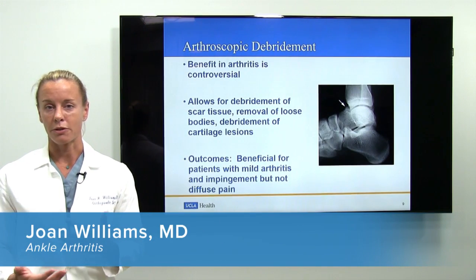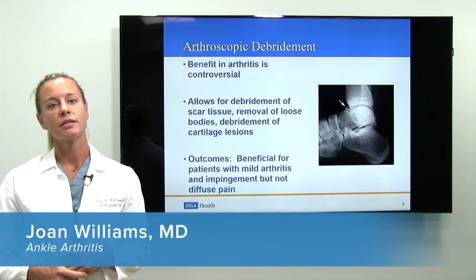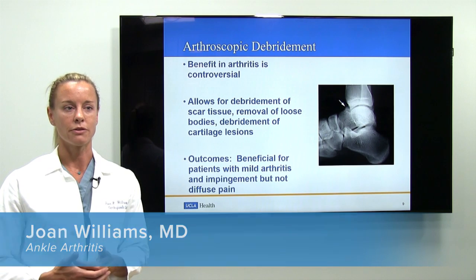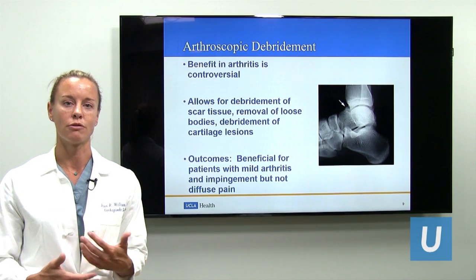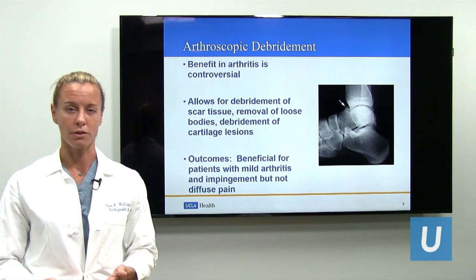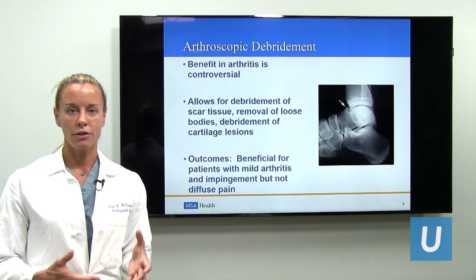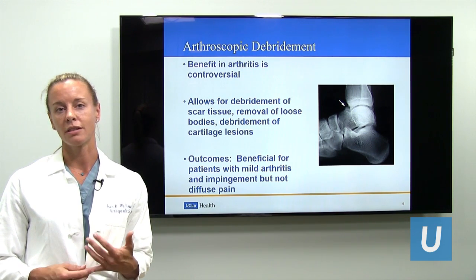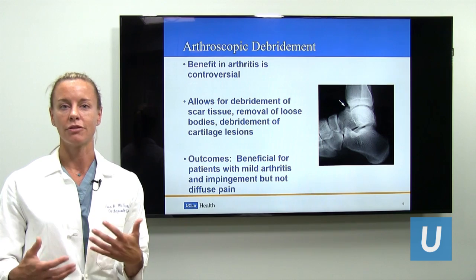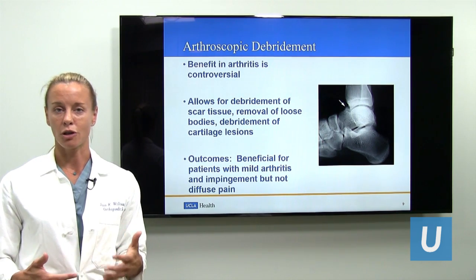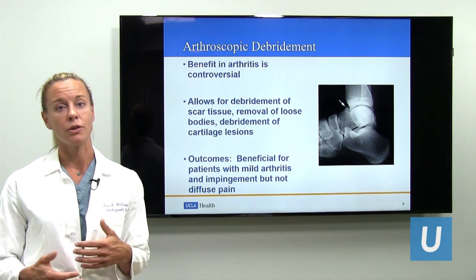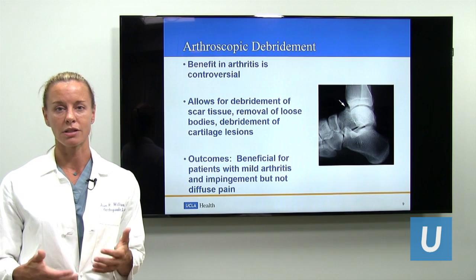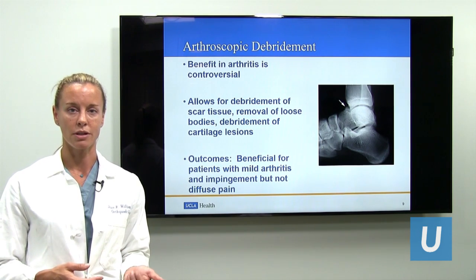The first one is arthroscopic debridement. And this is a little bit controversial in terms of what studies have shown about how much it actually helps with the arthritis. When we go in there with the arthroscope, what we're really doing is cleaning up any scar tissue, any inflammatory tissue, maybe some cartilage injuries. If you have loose bodies or other things floating around the joint, we can take those out as well.